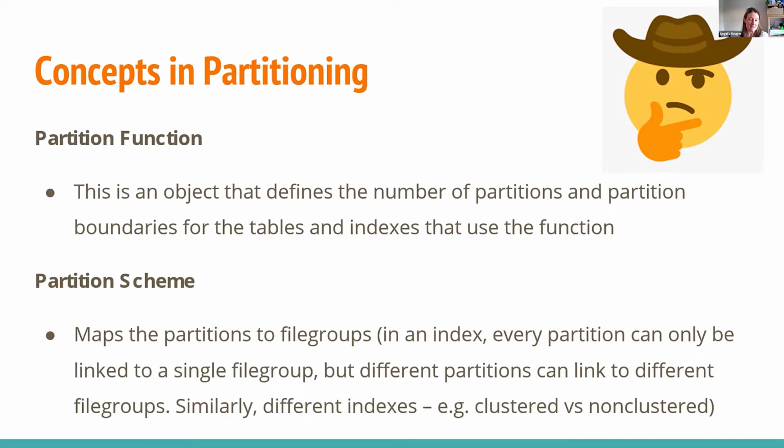In an index, every partition within that index can only have one file group, which can have multiple files, but you can have multiple different partitions in that index, and each of those partitions can have a different file group. And this is where you can start physically splitting your data across disks, across folders, and distributing the load, dividing it based on usage.